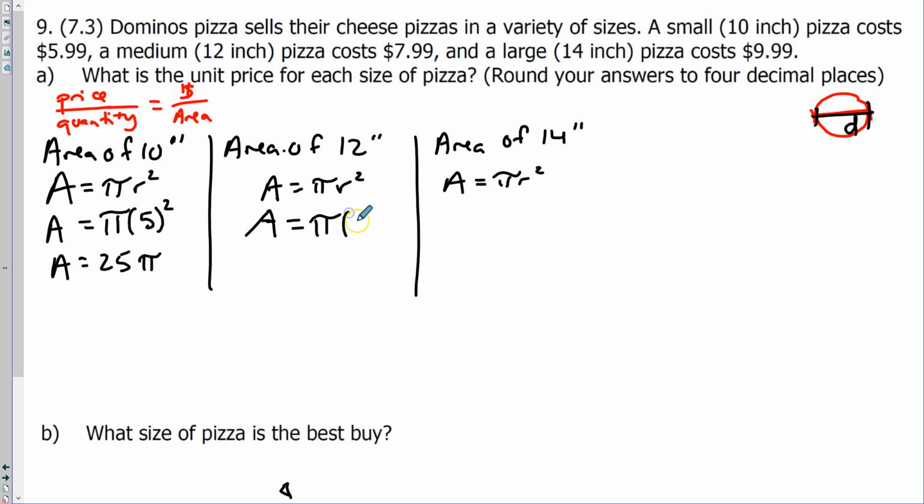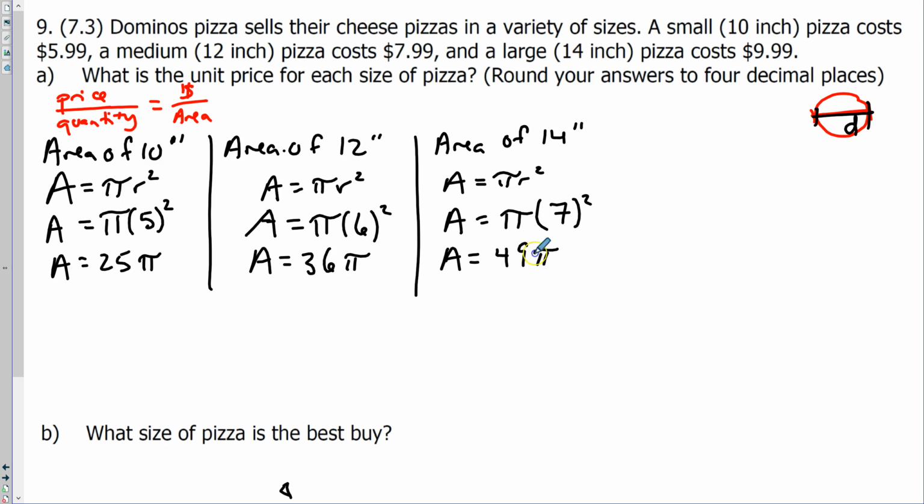And then for a 12-inch pizza, half of our diameter would be 6 inches for the radius. 6 squared is 36 pi. Our next piece, for the 14-inch pizza, half of our diameter would be 7 for our radius. So 7 squared is 49 pi. And now we're going to go ahead and calculate the unit price. Remember, unit price is your price divided by quantity. So for the 10-inch pizza, our price was $5.99 divided by our area, 25 pi.